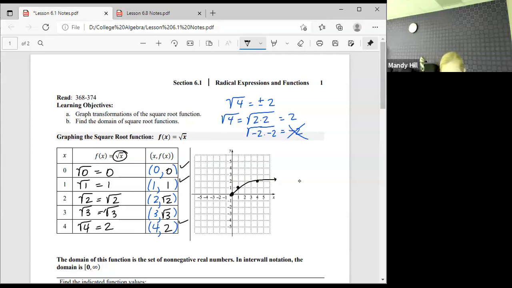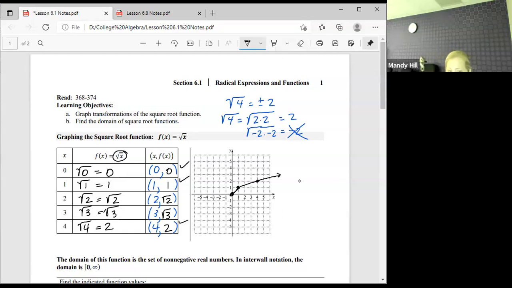I've got it leveled off probably a little bit too much. Let me back up. I think I have it leveled off just a little bit too much. So the graph does this, but it does keep going up. It just slows down a little bit. Okay. Is everybody okay with that?